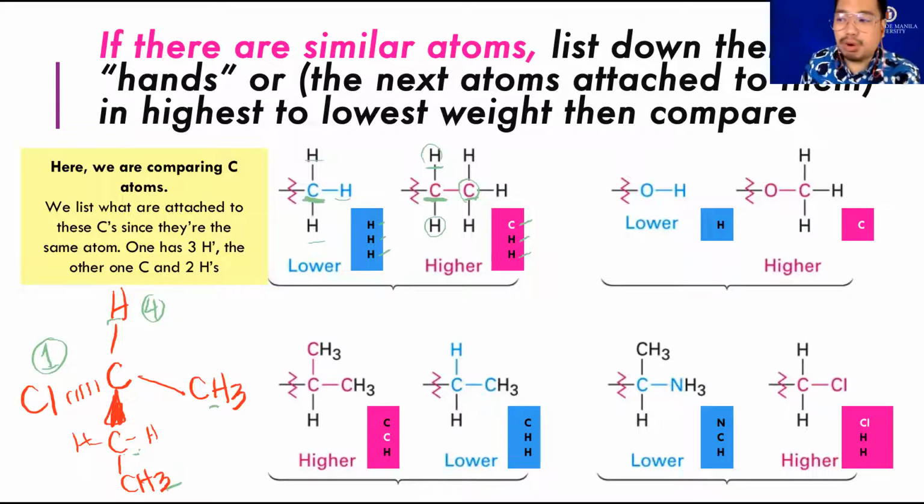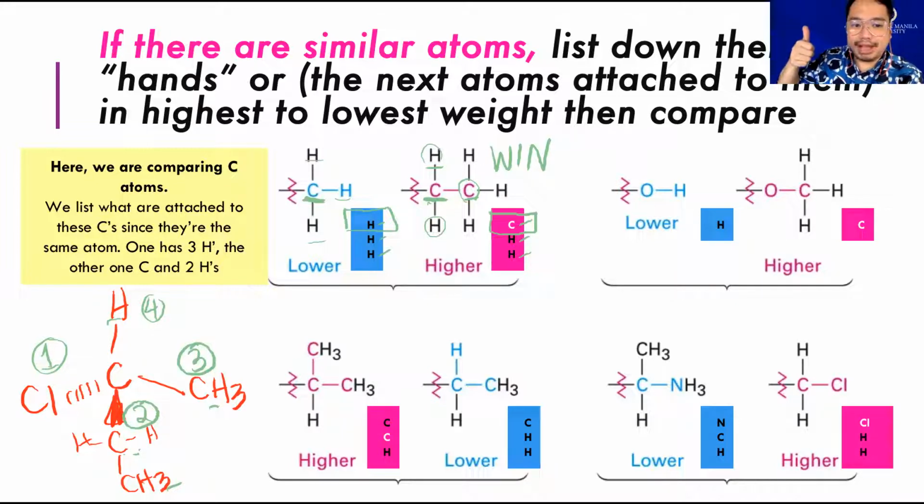Once we have the hands of both, we will compare it round per round. So it's not like poker that you put all of your cards down. This is like a one card at a time game. So round 1, we have hydrogen in blue versus carbon in pink. Who wins? Carbon of pink. So this is the winner. And therefore, the CH2, CH3 group will get the higher priority 2 over the CH3 on its own. Clear? Okay.